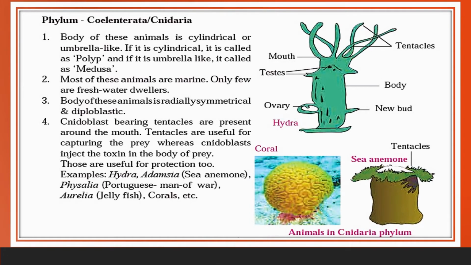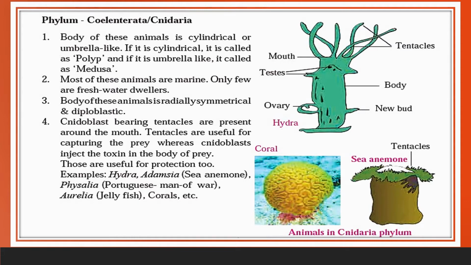Students, now let us understand about phylum Cnidaria, or we can call it phylum Coelenterata. The body of animals belonging to phylum Cnidaria is cylindrical or umbrella-like. If it is cylindrical, it is called a polyp, and if it is umbrella-like, it is called a medusa. Most of these animals are marine and only few are freshwater dwellers. The body of these animals is radially symmetrical and diploblastic, and cnidoblast-bearing tentacles are present around the mouth. Tentacles are useful for capturing the prey, whereas cnidoblasts inject toxin into the body of the prey, and those are useful for protection too.